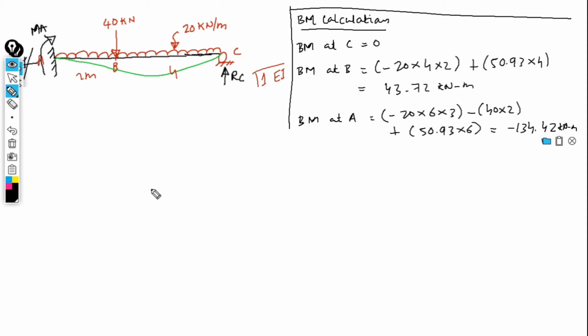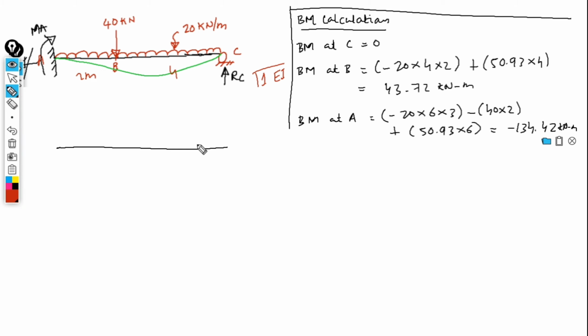Now we can draw bending moment diagram after the calculation of bending moment. Here you see we have calculated the net bending moment value. So we don't have to draw the free bending moment diagram and then superimpose the end moment. So we will not do that. Whatever the bending moment value is positive, it will be above datum, and the negative bending moment value will be below the datum. So you can draw the bending moment diagram.